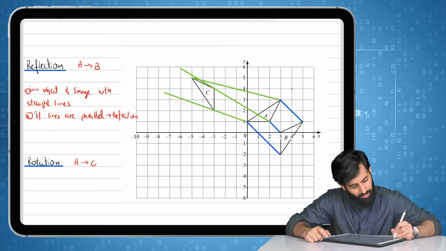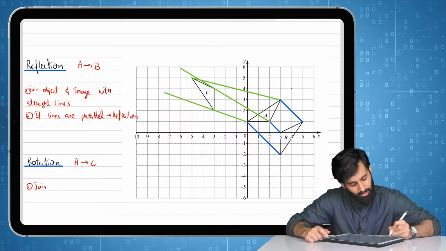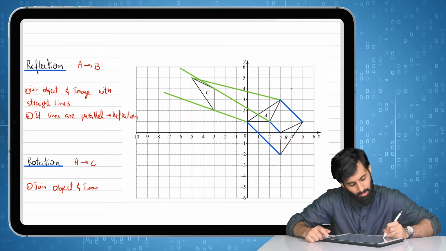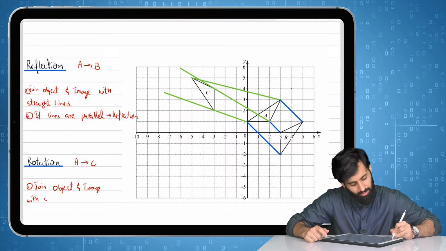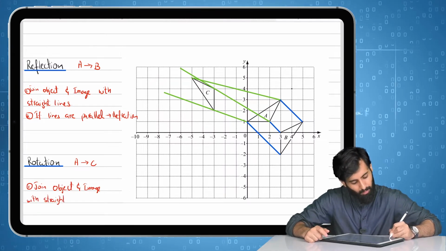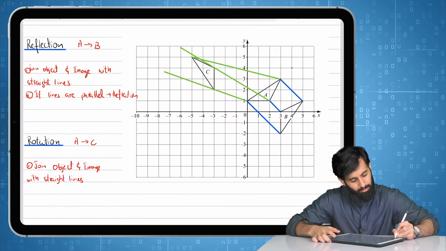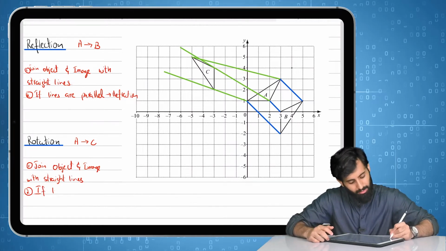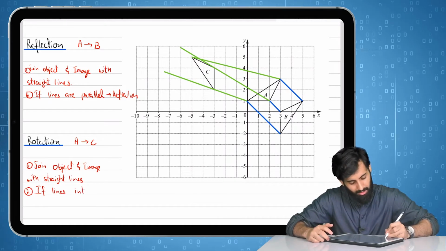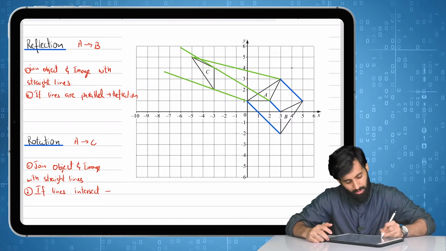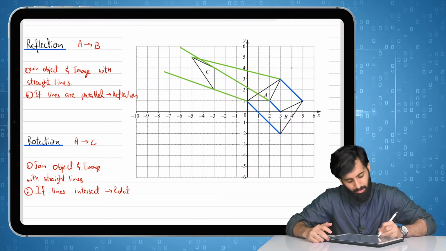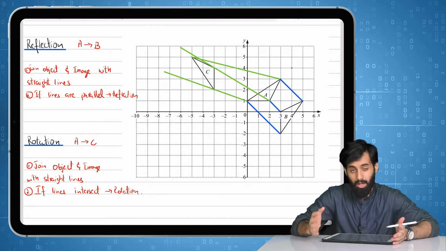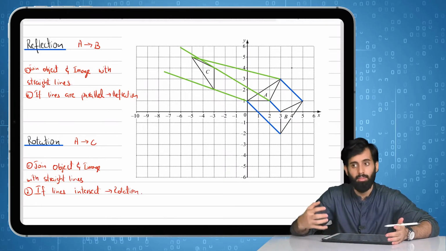Well, again, step one is the same, that you join object and image with straight lines. Step two is that you identify whether the lines are intersecting or parallel. If lines intersect, then it's definitely a rotation. All right, so this is something that will come in handy when you have to describe the transformation.